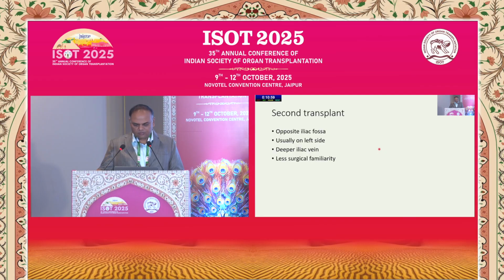So when we talk about the second transplant, I have discussed the opposite iliac fossa is to be used. There is no problem as such. Only thing, the left external iliac vein is slightly deeper there, and the division of the internal iliac vein is a little distal. So most of the times you have to tie the internal iliac vein to superficialize the external iliac vein.